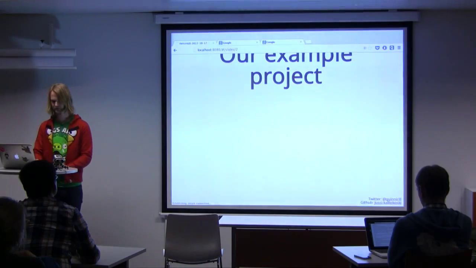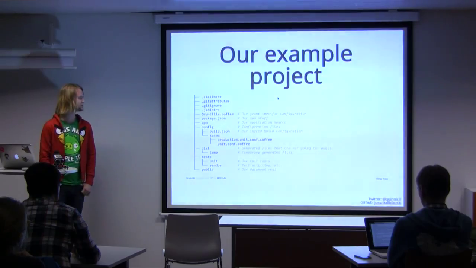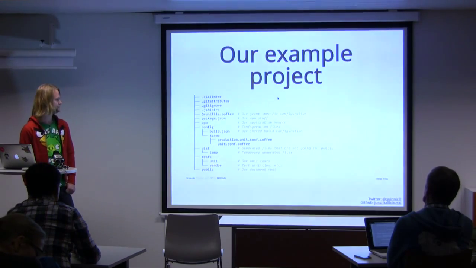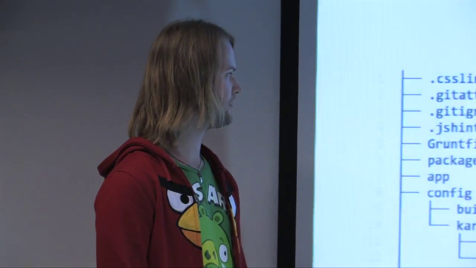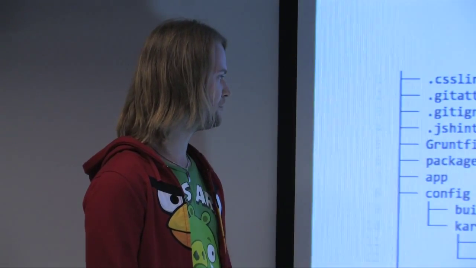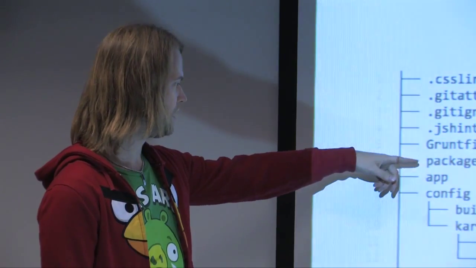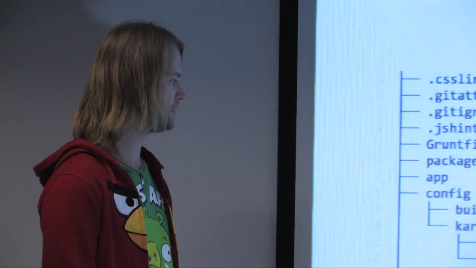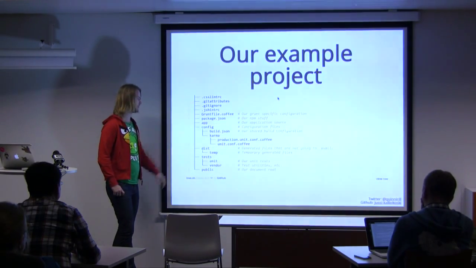So, okay, here's our example project. Can everyone see the font? Yeah. Okay, cool. So we have some basic stuff here, like git attributes, git ignore. Then we have our grunt file here. We have a config folder, which contains some of our shared configurations. I'll come back to that later.